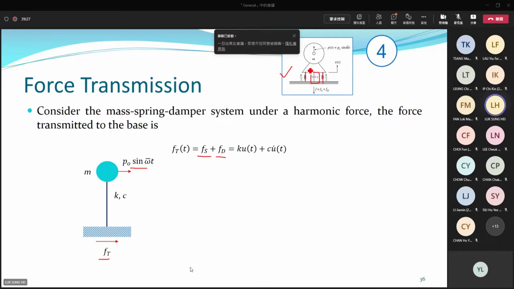Each will transmit some forces to the supporting level. So the total force at the base level is composed of two parts: the elastic force due to the spring and the damping force due to the damper. Based on our discussion in topic 4, elastic force is equal to stiffness times displacement. Again, according to our viscous damper assumption, damping force is equal to damping coefficient C times velocity. If you know displacement and velocity, then you can calculate the total force at the base level at any time instant. This is the meaning of these equations.